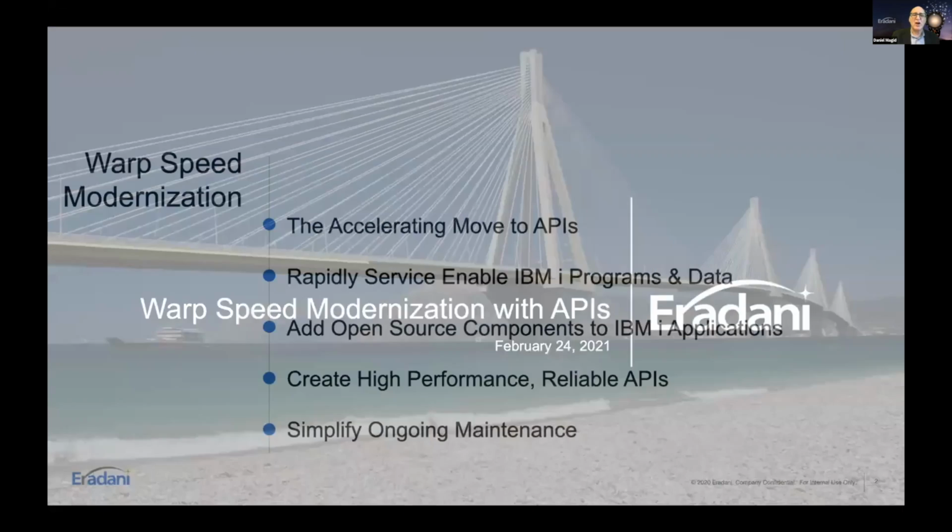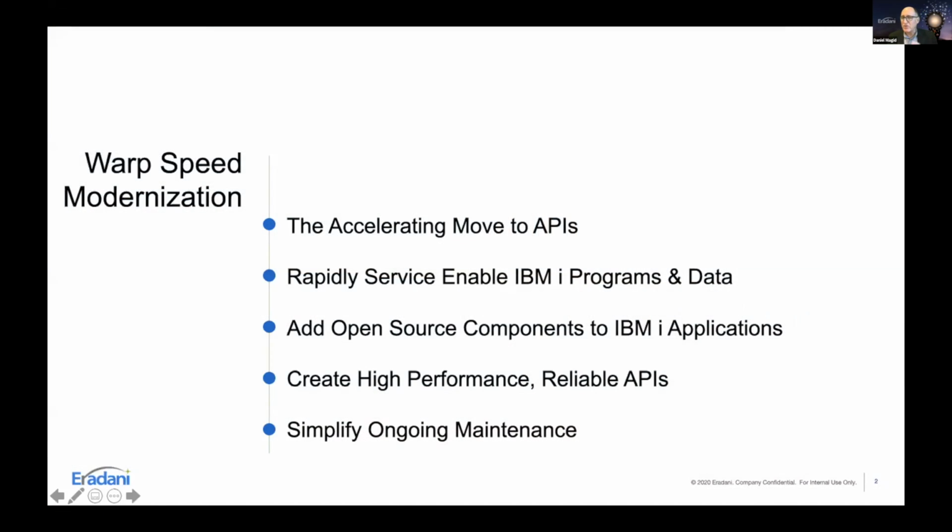So we're going to start out by looking at this move to APIs because it's happening across the industry. There is an accelerating move to connecting things via APIs. And then we're going to talk about how you can take advantage of it by rapidly enabling your IBM i programs and data, by API enabling things quickly. And we're going to also talk about how you can add open source components to your IBM i applications.